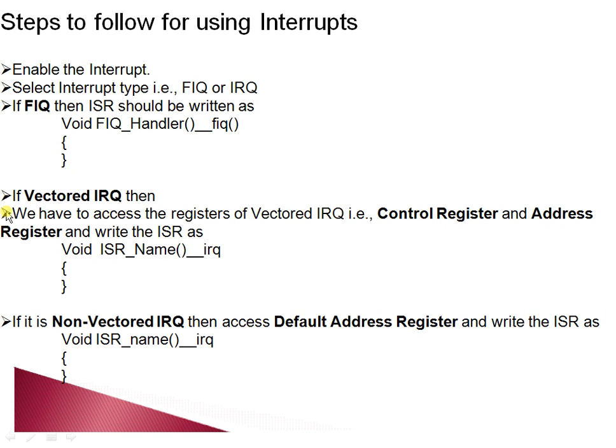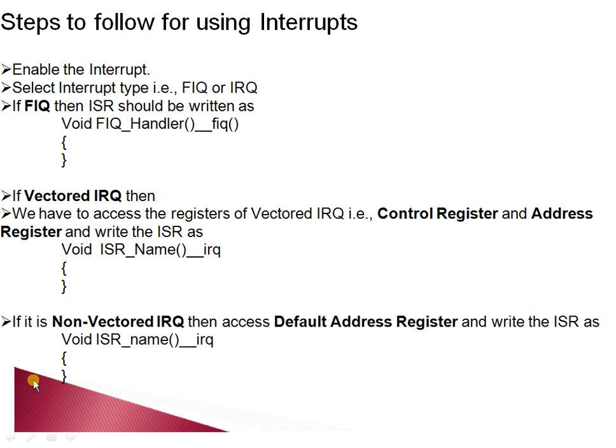But if you are generating a vectored IRQ, then we have to access the registers of vectored IRQ, like the control register and then the address register. As I told you, each and every vectored IRQ is allocated a slot. If we are using any slot, then we have to program those registers. After programming the control register and address register, we have to write the ISR with this syntax: void ISR_name, which is user defined, and then double underscore IRQ.